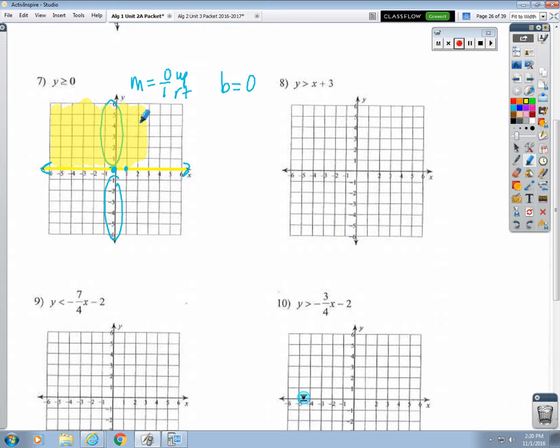How do you do it when it's like that? Yeah, you still shade. Because think about it. Any number you picked up here, like pick a number in that area.